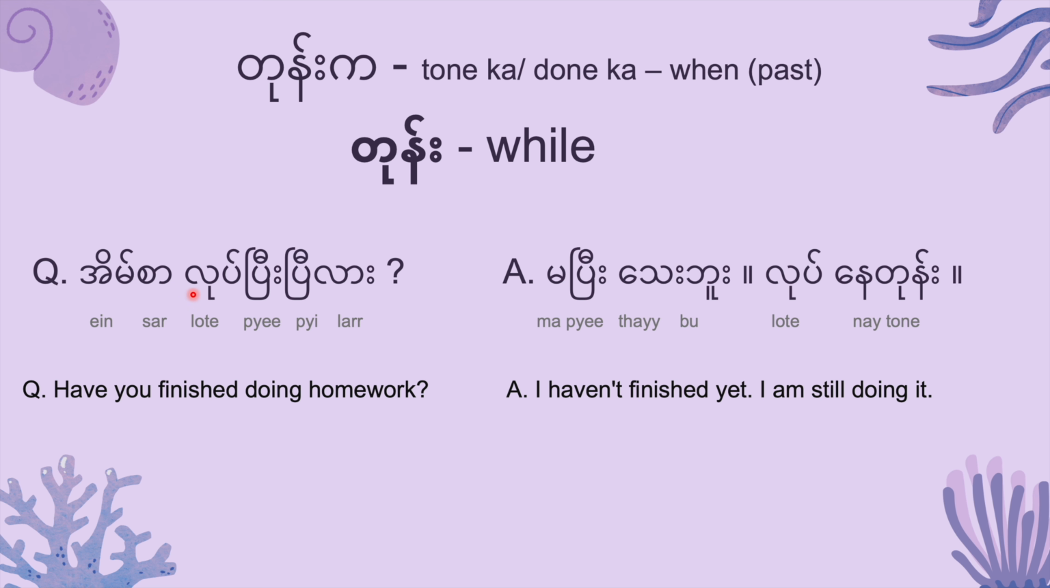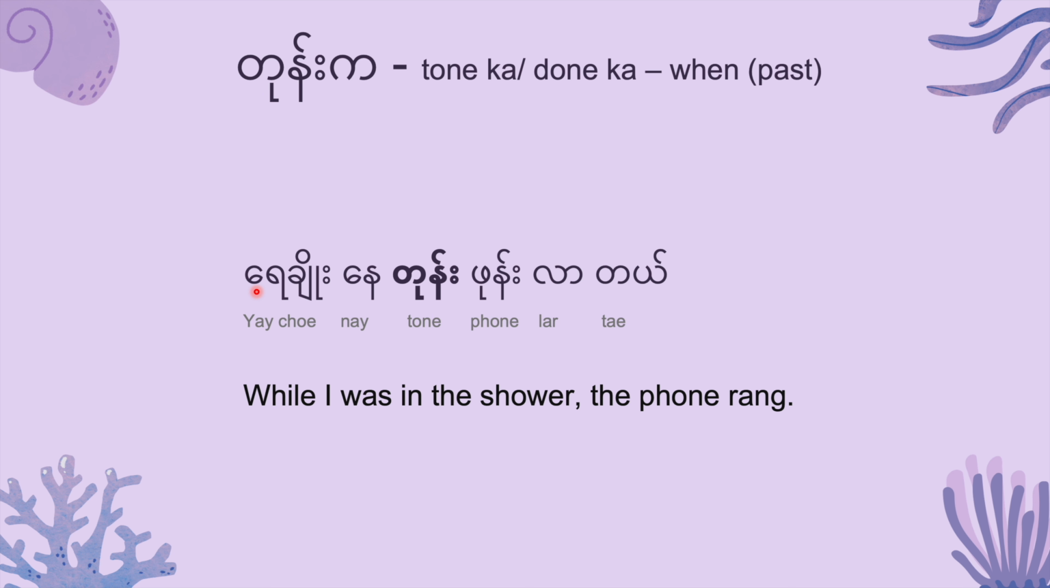Another example: ain za lo bi la. Ain za means homework. Lo means to do. Ain za lo bi la? Have you finished doing homework? Or you can say ain za bi la. Ma bi de bu, I haven't finished yet. Ain za lo ni dong, or lo ni dong. I'm still doing it, or I'm still doing my homework. Here, what we want to emphasize is that you are still doing it. You can say ain za lo ni do, or lo do. Ain za lo do. I'm still doing homework.